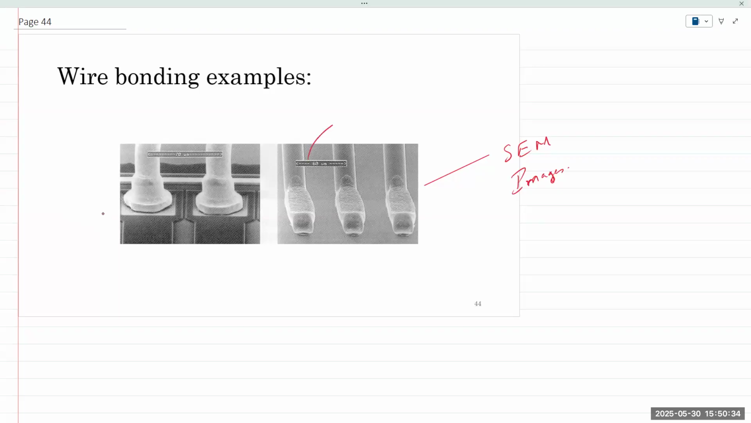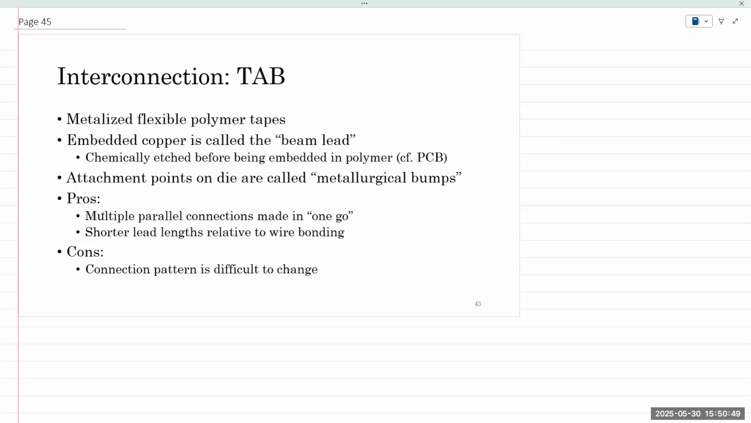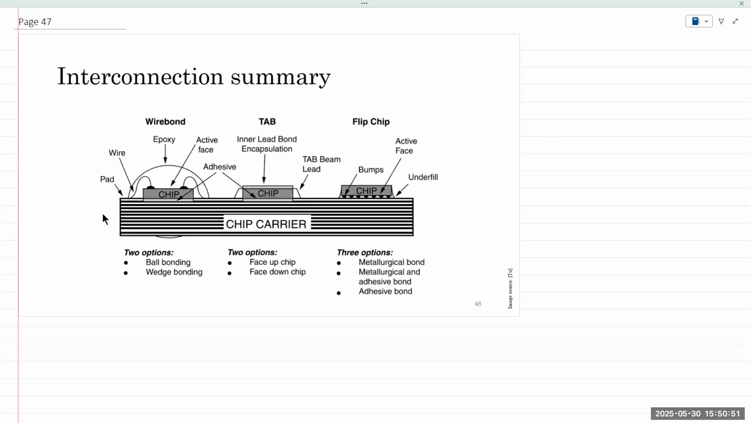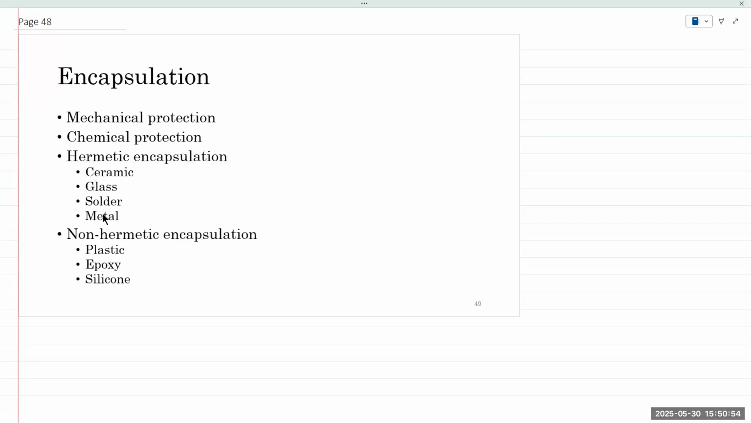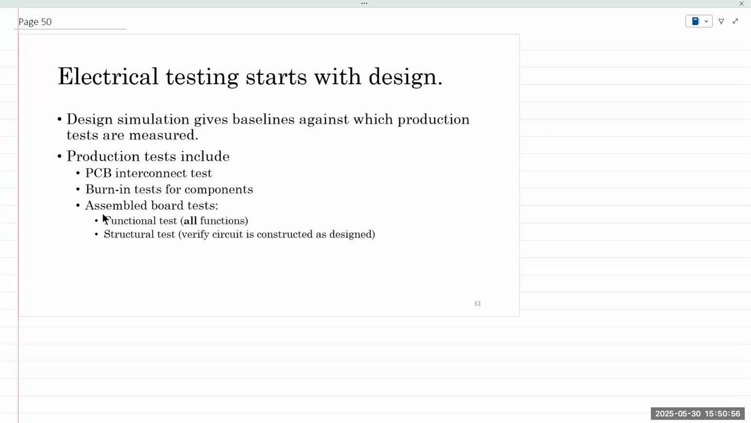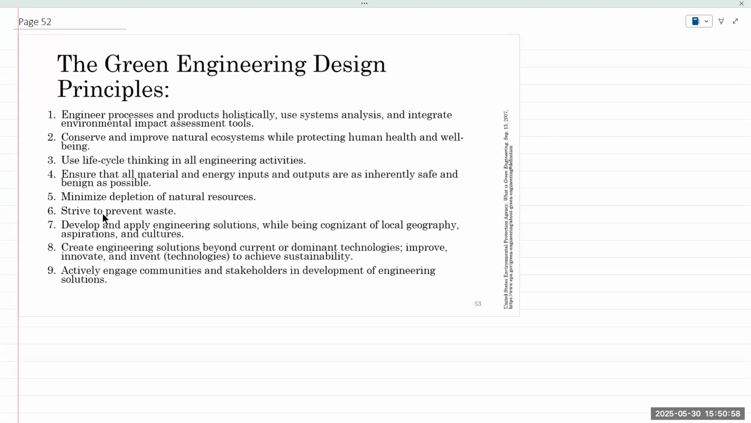The scale here, the distance is 60 microns. This one is 70 microns. So very tiny. Interconnection tab, interconnection flip chip, encapsulation, and it's in green engineering design principles. I will leave that for students to read.